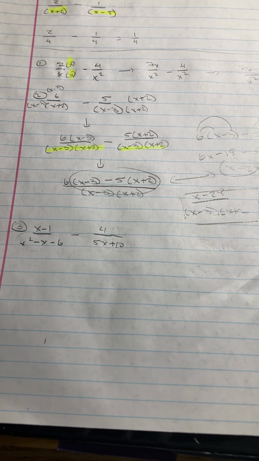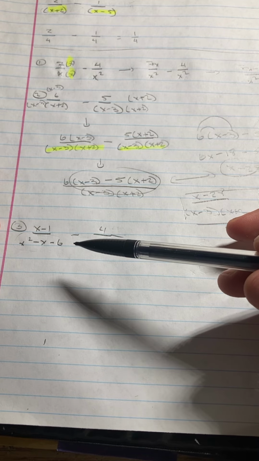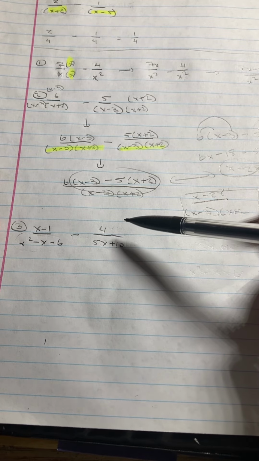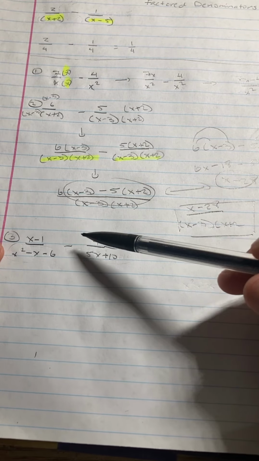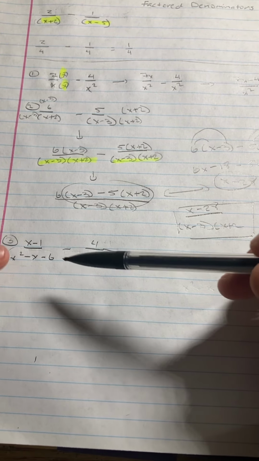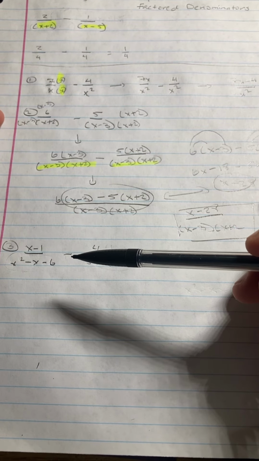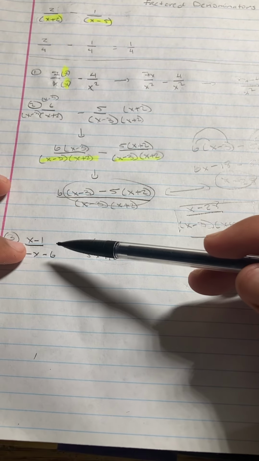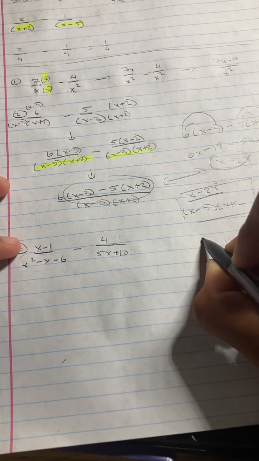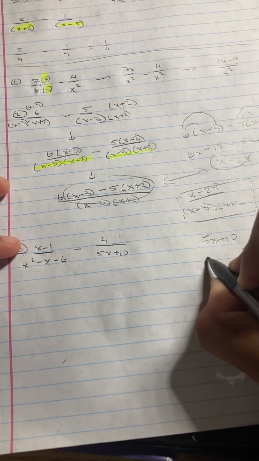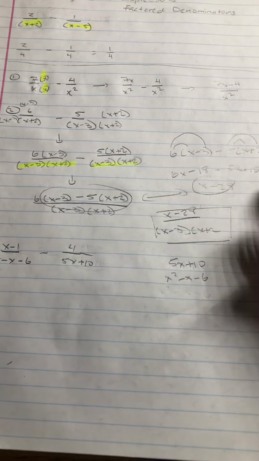Awesome. So our last and final problem is x minus 1 over x squared minus x minus 6, subtracted by 4 over 5x plus 10. Right off the bat, you can tell that our first fraction contains a much different factor denominator compared to our first and second questions. So moving forward, we can go ahead and simplify both of these factor denominators. I'll write them off to the side. So we can go ahead and simplify them.